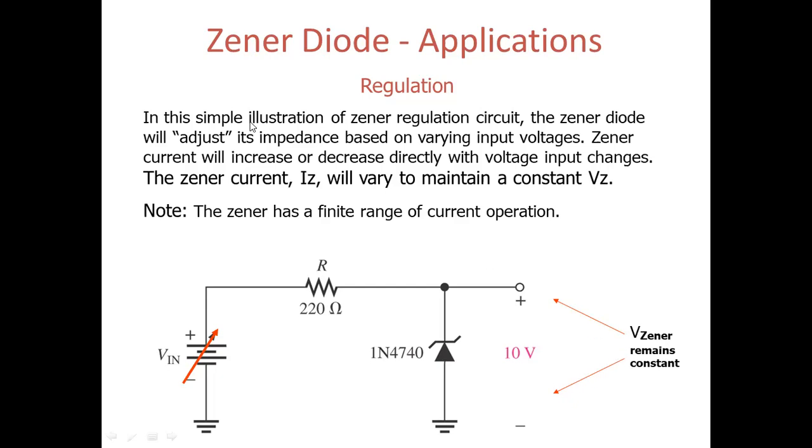In this simple illustration of a Zener regulation circuit, this is the voltage regulation circuit using the Zener diode. We are using the Zener diode for voltage regulation. The input is around 15 volts that we have given.